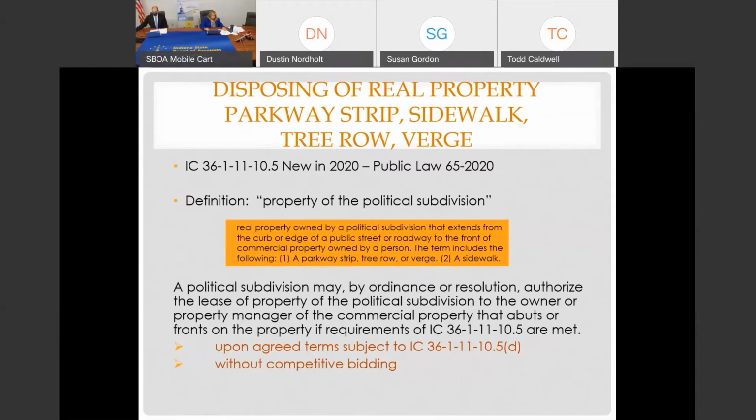A political subdivision may, by ordinance or resolution, authorize the lease of property that the political subdivision owns to the owner or property manager of commercial property that abuts or fronts the property if the requirements in 36-111-10.5 are met. The lease can be upon agreed terms and subject to section 10.5, and that can be done without competitive bidding.